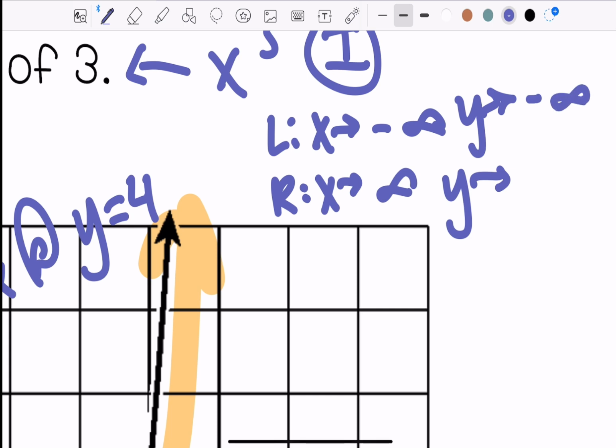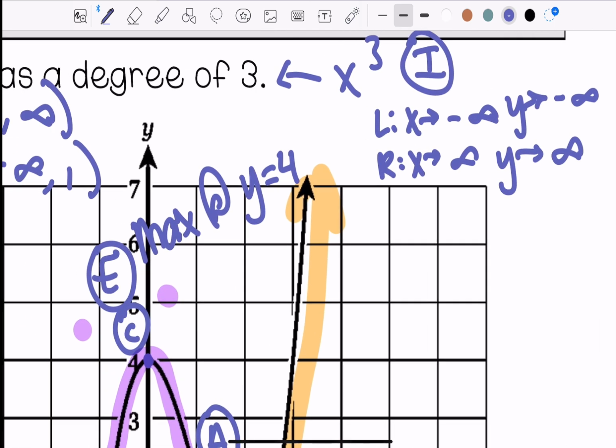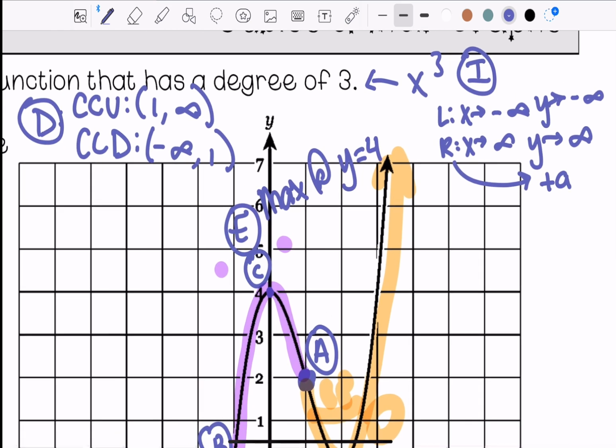And that means because it's an odd function, x cubed, the right side's going in the opposite direction, so it's going in the positive direction. What we know by this, as we mentioned before, is that a is decided by this right end behavior. Because the right is positive, we have a positive a value, a being our leading coefficient, which is the number in the very front of our equation.